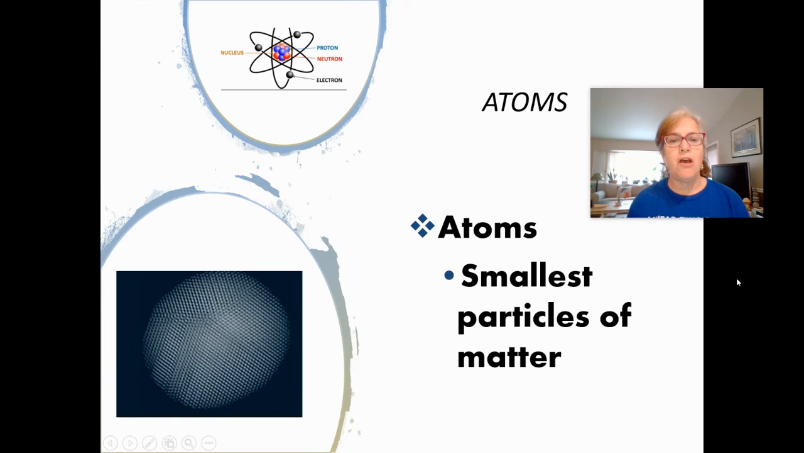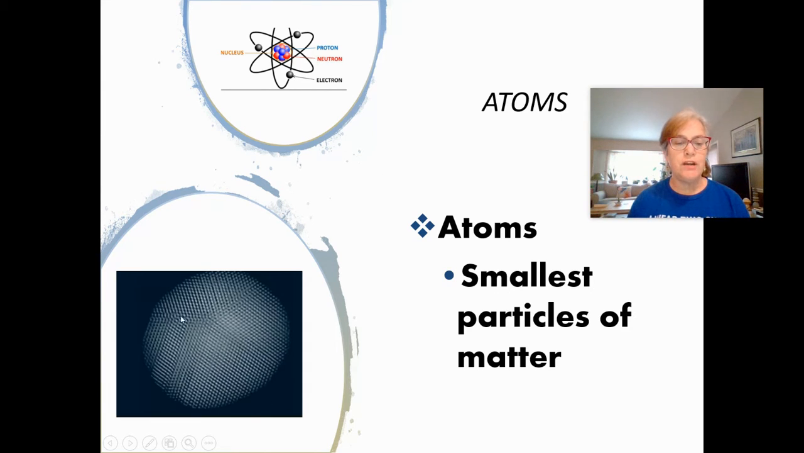So chemistry is all about atoms. Atoms are the smallest particles of matter. Matter is anything that takes up space and has some mass to it. So this is the picture. We'll see a lot of atoms, but this is just a model. It's a drawn model, although the parts of the atoms are correct. Subatomic parts: protons, neutrons, and electrons, and a nucleus.